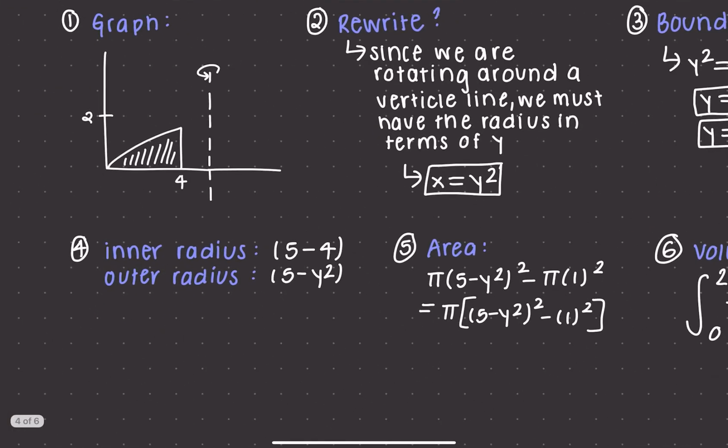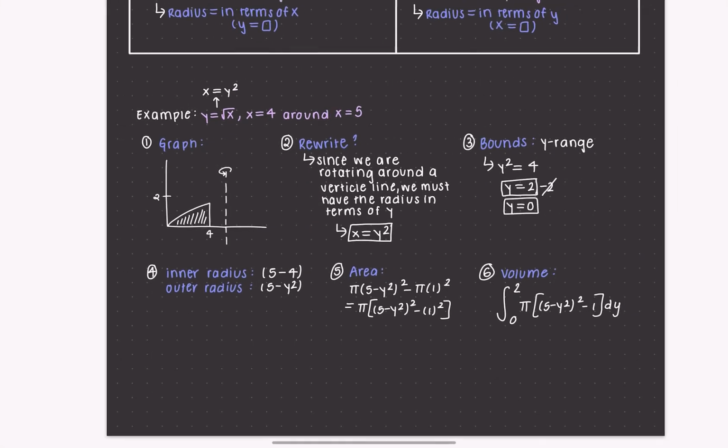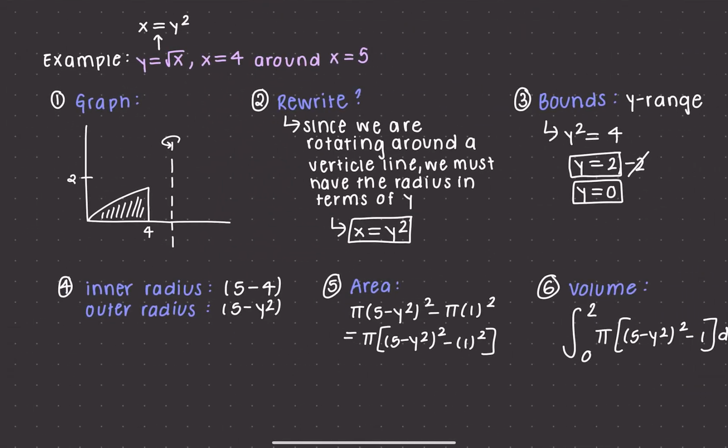The next thing we're going to do is find our inner radius and outer radius. Our inner radius is just going to be the distance from 5 minus the line closer to the line we are rotating around, which is the line x equals 4, so 5 minus 4. And our outer radius is going to be 5 minus the curve that is further away, which is x equals y squared. So 5 minus y squared.